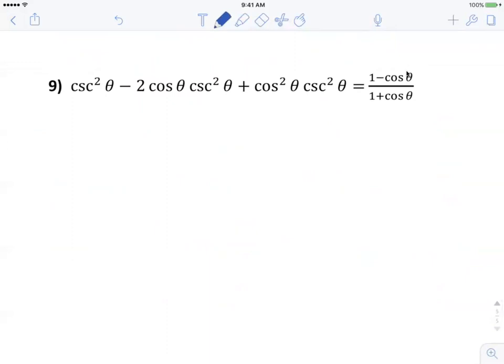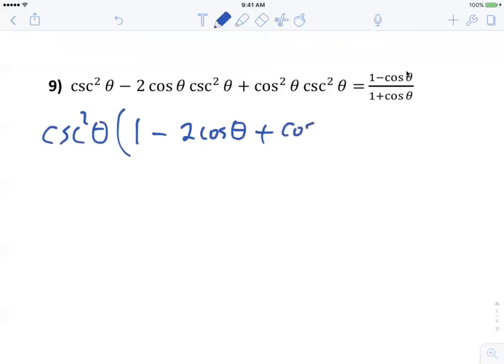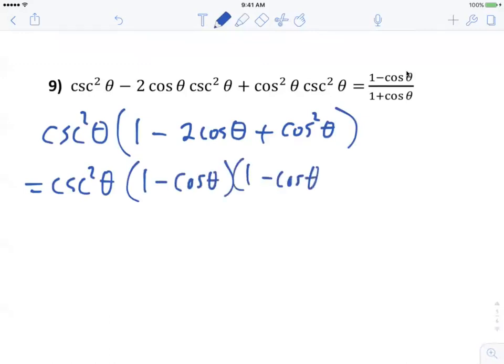So that left side, there's a lot going on. But I noticed that every term has cosecant squared theta. My instinct then is to factor that out. So I'm going to take out a cosecant squared. If I factor that out, just like algebra, that first term is just 1 that's left. The middle term, you have 2 cosine theta. And the last term, you'd have a cosine squared. Now this factors. That's 1 minus cosine theta, 1 minus cosine theta.